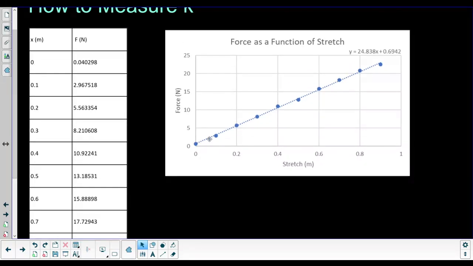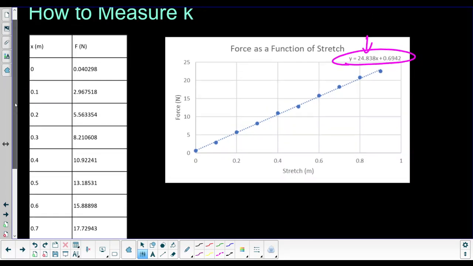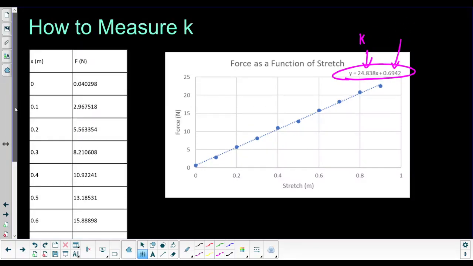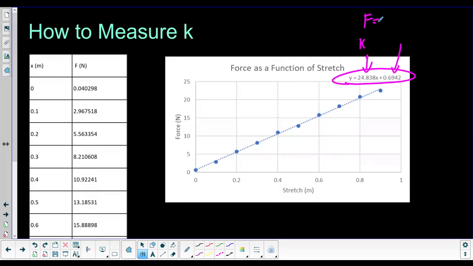We get the equation of this trend line, and I've already got it right here. So we've got a couple of things here. Right? We have our slope, which we've already talked about. This slope should be our k value, and this y-intercept is, what is that? This is F equals just kx. We're dropping the negative just because of the way we measured things, and we know it's a direction. We're not too worried about it. Plus b, what is that y-intercept?